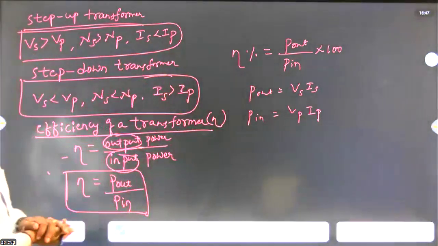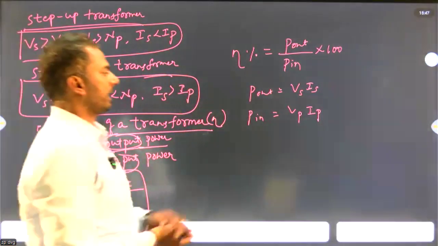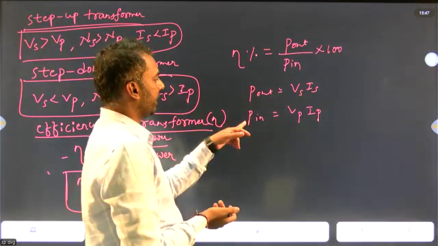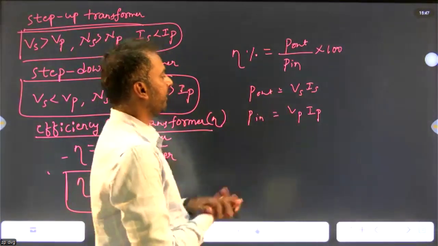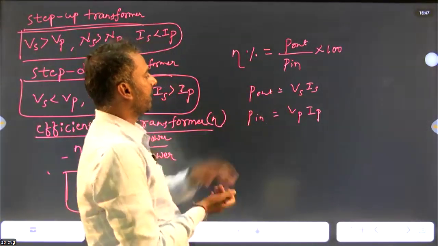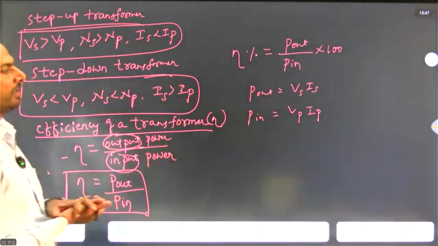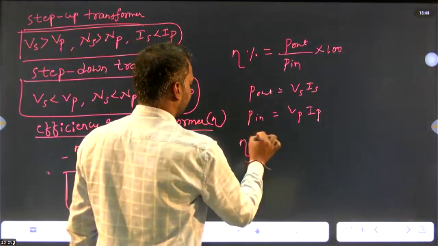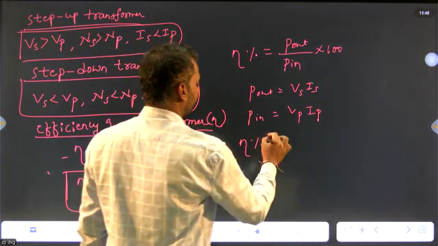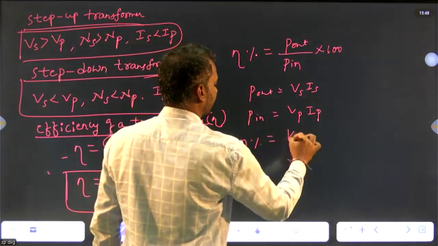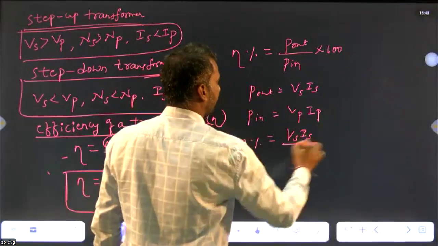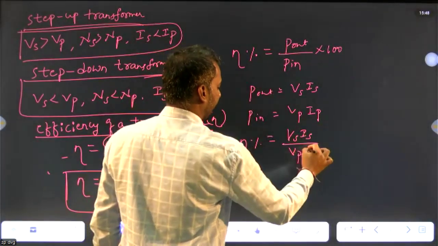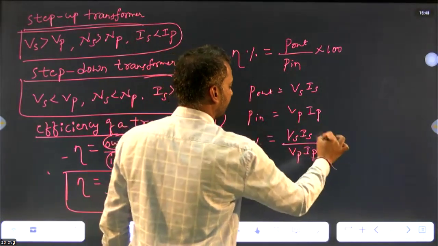Current in the primary coil is Ip. Power in the primary coil is Vp into Ip. Power in the secondary coil, P output, is equal to Vs into Is. So, eta in percentage is Vs into Is divided by Vp into Ip, into 100.